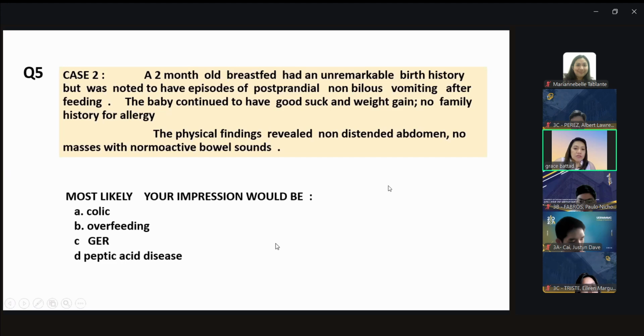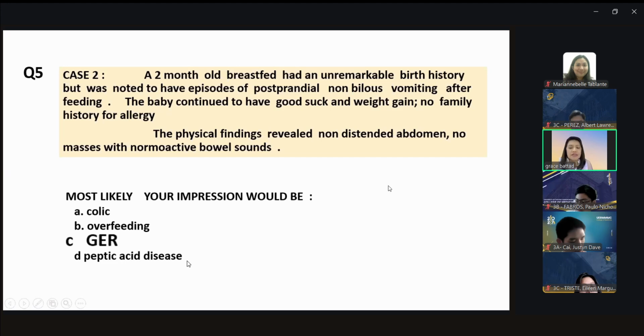Most likely, the question would be, it may be overfeeding, but if you have a breastfed baby, they usually have good self-regulation. Peptic acid disease is usually for older children, associated with extended protracted crying. So it might be gastroesophageal reflux.